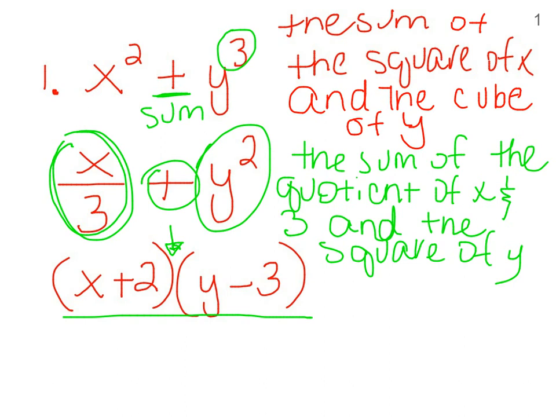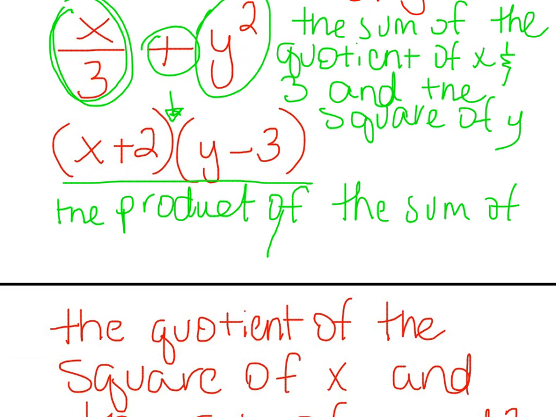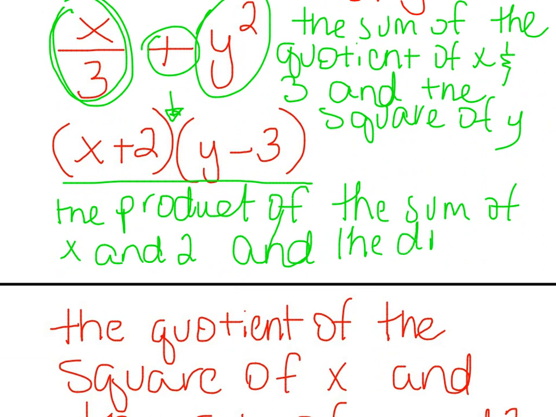On this one, this is a product because you have it being multiplied. Anytime they're stuck together, that means multiplication. And we have two sums here, so we're going to say the product of the sum of x and 2, and the difference of y and 3, because anytime you subtract, that's the difference.